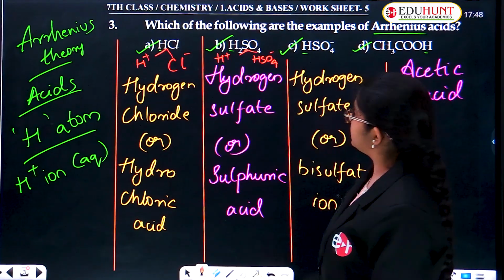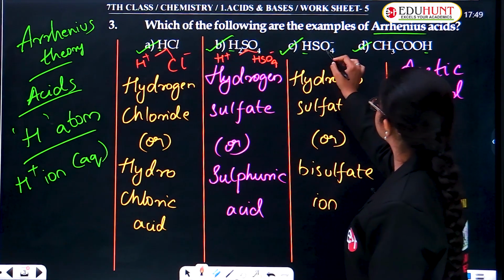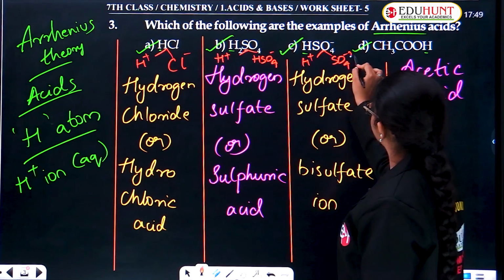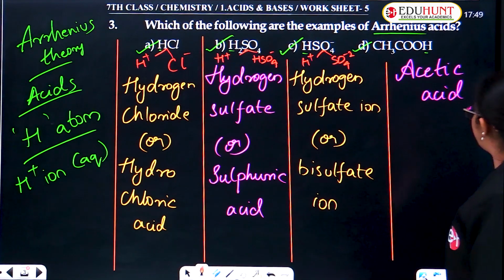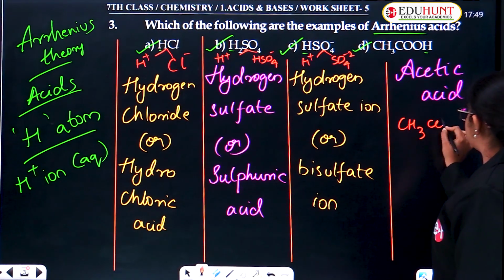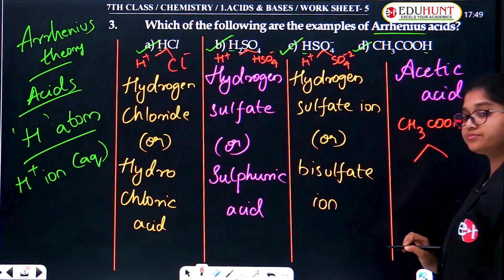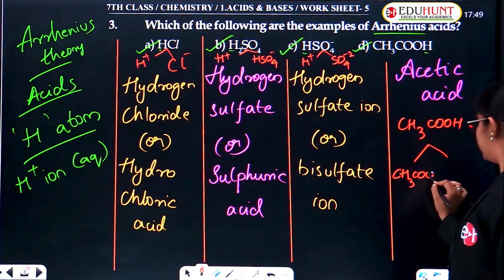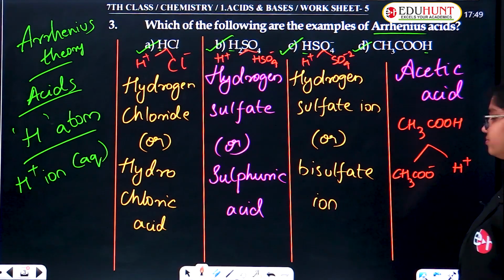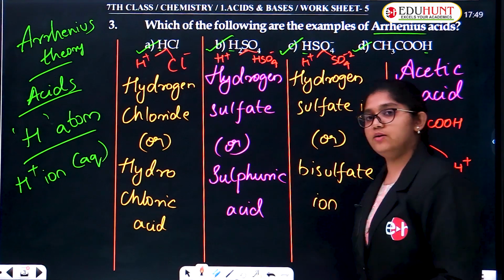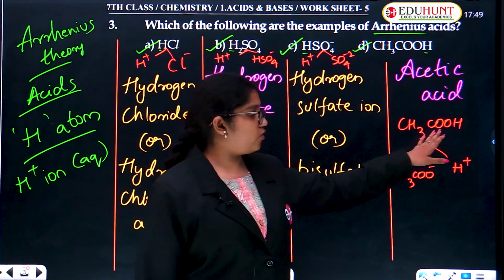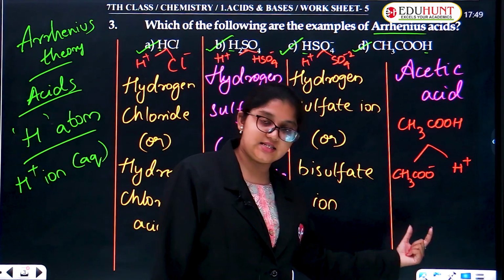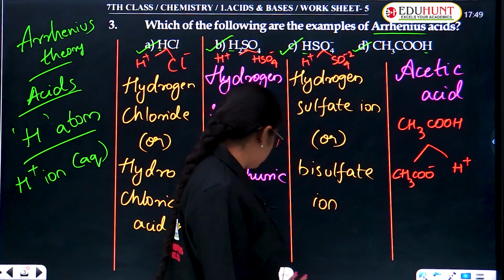Now, HSO4 minus gives rise to H plus ion and SO4 minus 2. What about CH3COOH? CH3COOH in the aqueous solution gives rise to CH3COO minus and H plus ion. You know what is the name for CH3COOH? Acetic acid. Very good. What is this ion named as? Acetate ion, and this is hydrogen ion.